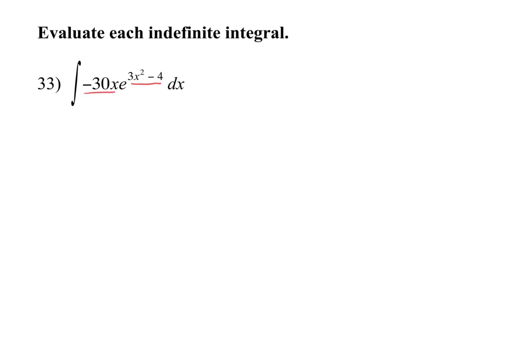For something like this, what you're really looking at is, this is my most difficult piece. This is what I want to account for when I do use substitution. So my u then would be the 3x squared minus 4. My du would be 6x dx, all right? I don't need 6x, I need -30x. So I'm going to multiply both sides by -5, right? That will give me the -30x that I needed, right?